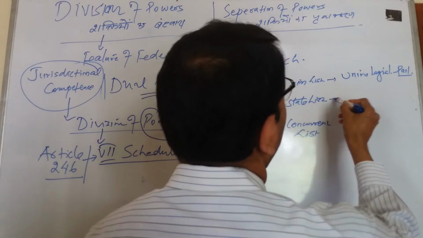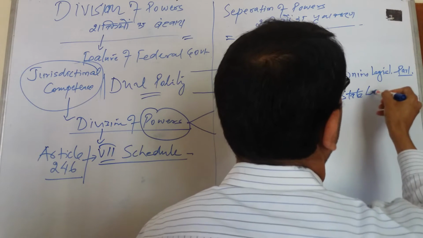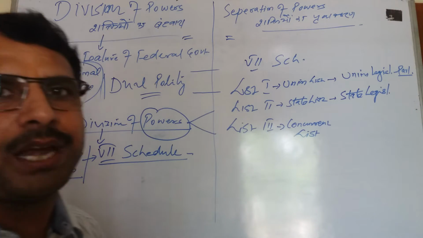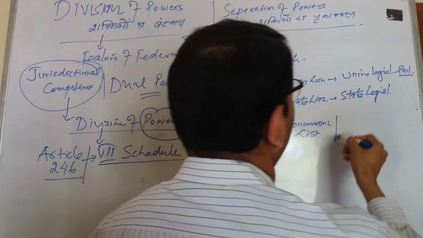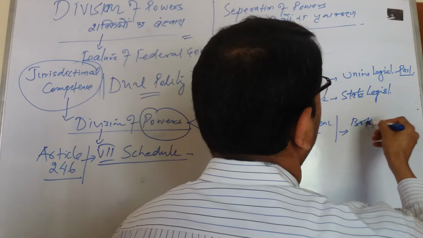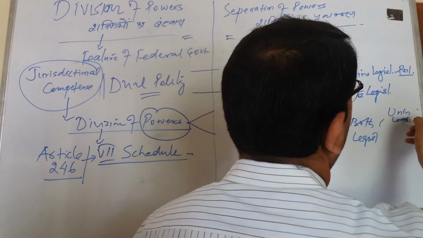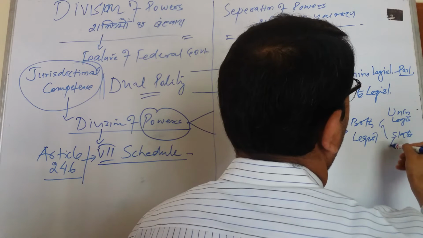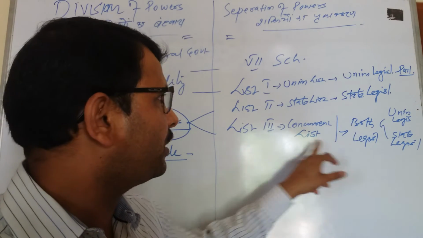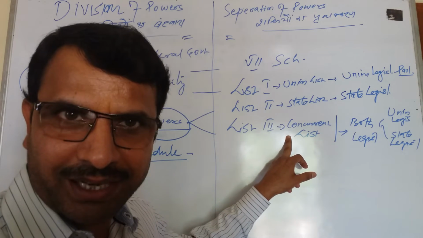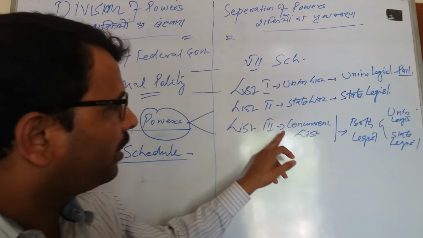Now what is the state list? The power to legislate over the subjects enumerated in the state list lies with the state legislature. All the 28 states may be bicameral or unicameral. They have a legislature, so they will legislate. And for the concurrent list, you will find both legislatures have power. That is, the union legislature can also legislate, and a state legislature can also legislate. That means they have jurisdictional competence, the concurrent legislative powers. So a state government can also legislate over the subjects given in the concurrent list, and the union Parliament can also legislate over the concurrent list.